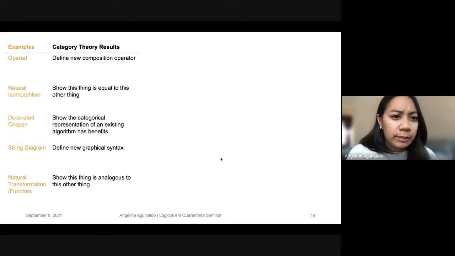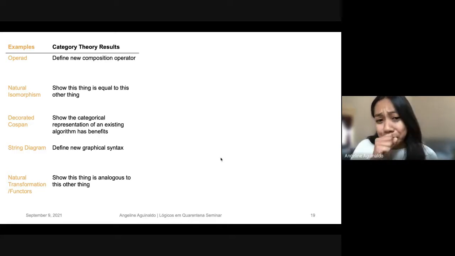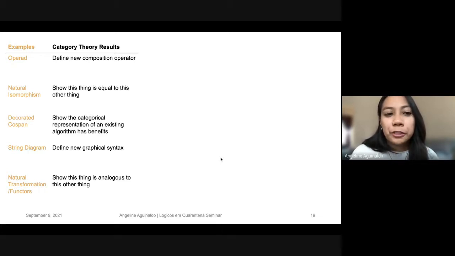The third result that I'm seeing is to show that the categorical representation of an existing algorithm has benefits, as opposed to a non-categorical version of that algorithm. I'll discuss this a little more, but the example I'm thinking about is the case of decorated cospans. Decorated cospans give you the opportunity to decide how you want to join or compose combinatorial structures.